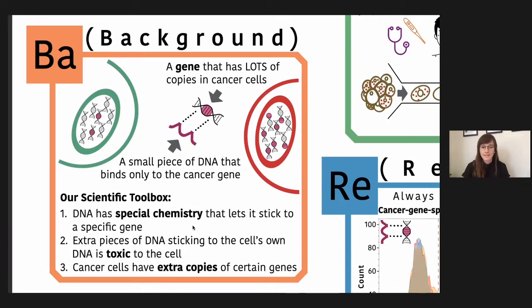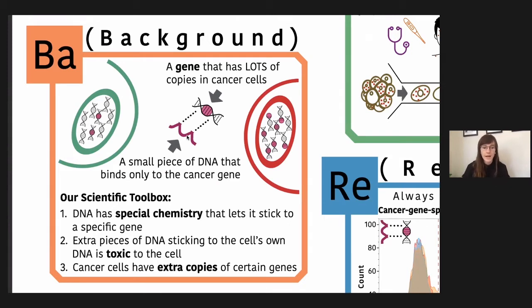So DNA has a special chemistry, and that allows it to stick really tightly to a specific gene and kind of ignore other genes. So what I've shown here is a little piece of pink DNA, which matches up with this pink gene. So when those two come into contact, they'll stick together and stay stuck together. But if this piece of pink DNA saw any of the other genes here, it would kind of ignore it and it wouldn't stick to it.